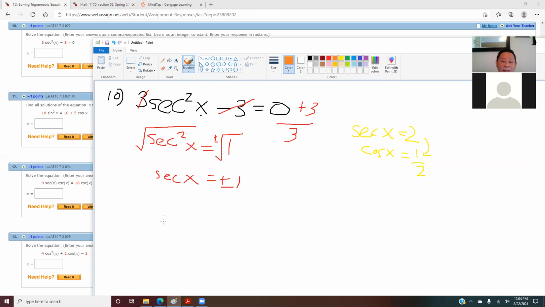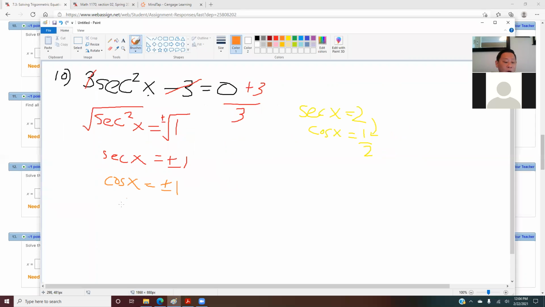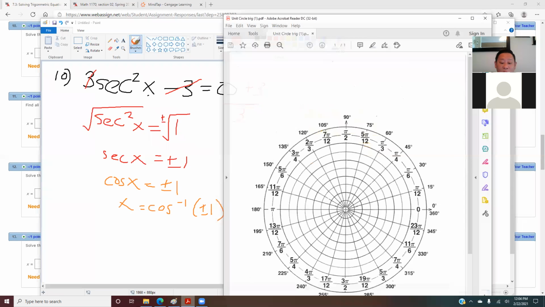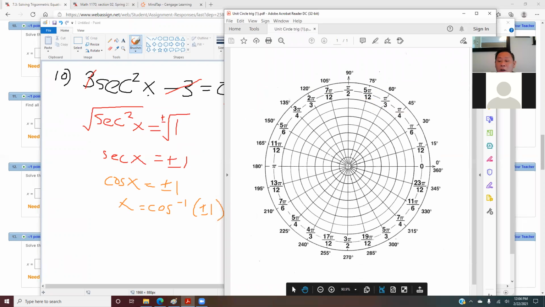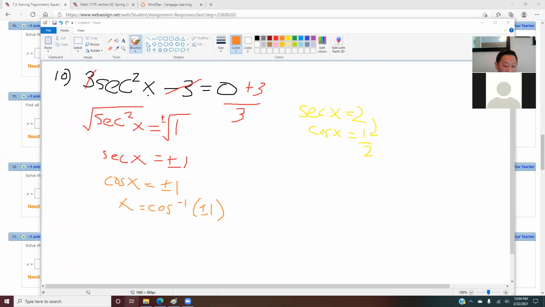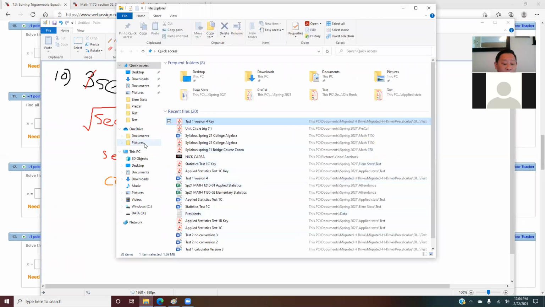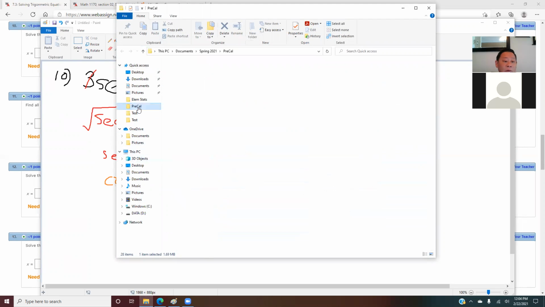What I do here is I flip the secant to become cosine. If I flip 1, I still get 1. Okay. So now we move the cosine over, so it becomes the arc cosine. Don't forget the plus minus 1. So for this case, we will use the unit circle approach here. This one is empty, so I'm going to use the one that has all the coordinates written down.